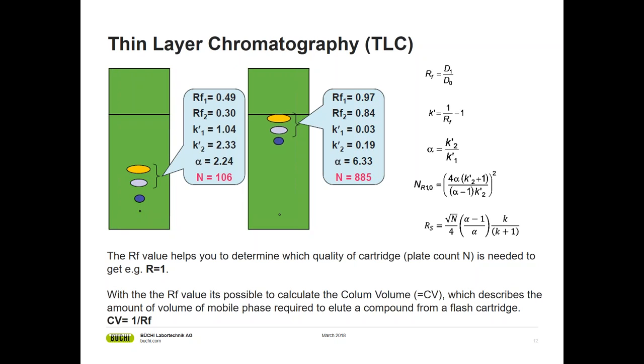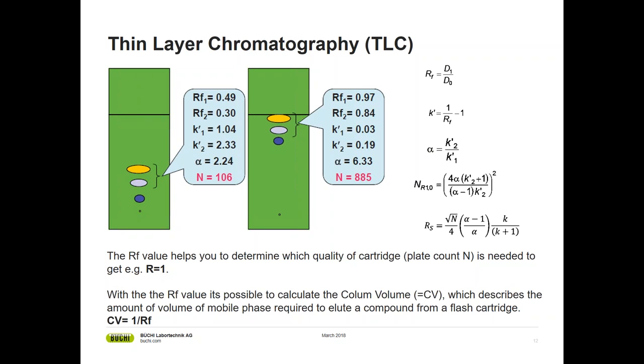So from the RF value of 2 neighboring spots, you can calculate via several equations the efficiency N at a specific resolution. So if you have an RF value in an optimal range of 0.2 to 0.5, as it's given here on the left side, you would need for a resolution of 1 a cartridge with an efficiency of 106.